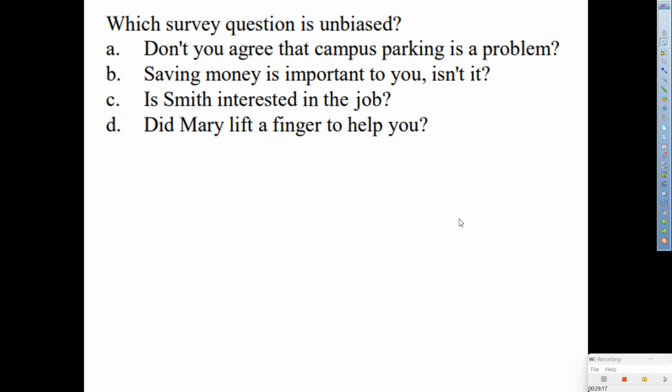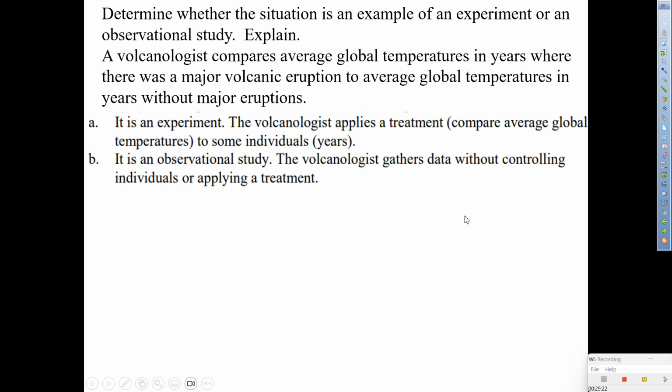Trying to gaslight, right? All right, let's go to the next one, and it reads, determine whether the situation is an example of an experimental or observational study. So, before I get started with that, tell your neighbor the difference between observational study and experimental study. Remind them, what is the difference between observational study and experimental study?